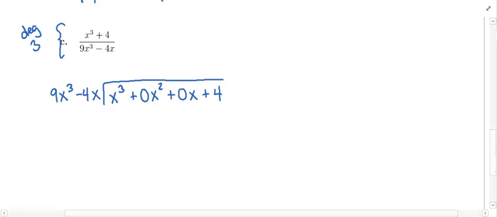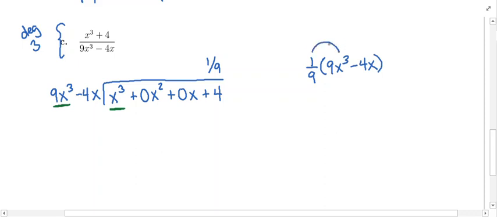We need to begin by comparing here. What do I need to multiply 9x cubed by to get x cubed? That's kind of weird. What do I need to multiply 9x cubed by to get x cubed? Well, the answer is going to be 1/9. This is just a number, so I'm going to put it over the number term. Then I need to do 1/9 times the 9x cubed minus 4x. This is going to give me x cubed minus 4/9 x.